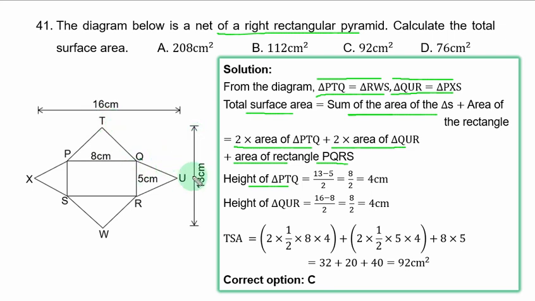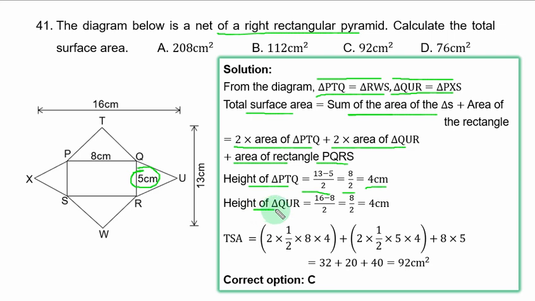Now, this is the given height, but from that height, the width of the rectangle is not needed. So you subtract 5 from 13. After doing that, the remaining height is for the two triangles. But because we need the height of PTQ, you divide it by 2 after subtracting 5 from 13. That is 8 over 2, and you have 4 cm.